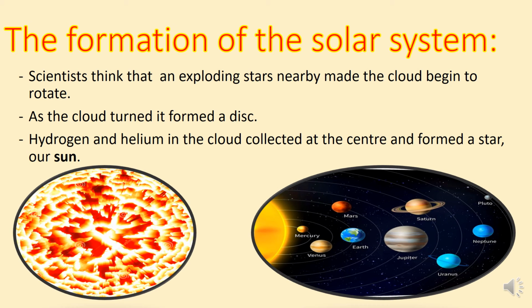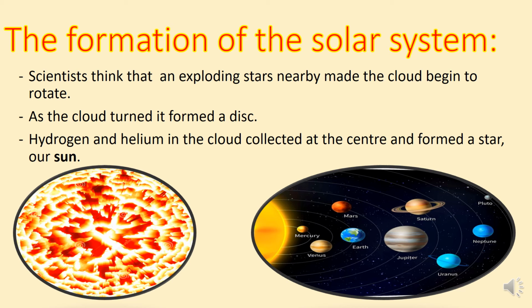The formation of the solar system. We all know the solar system, right? Very good. Yes, it's down in the picture. Scientists believe that about 4.6 billion years ago, the sun and the solar system formed from a huge cloud of gas and dust.